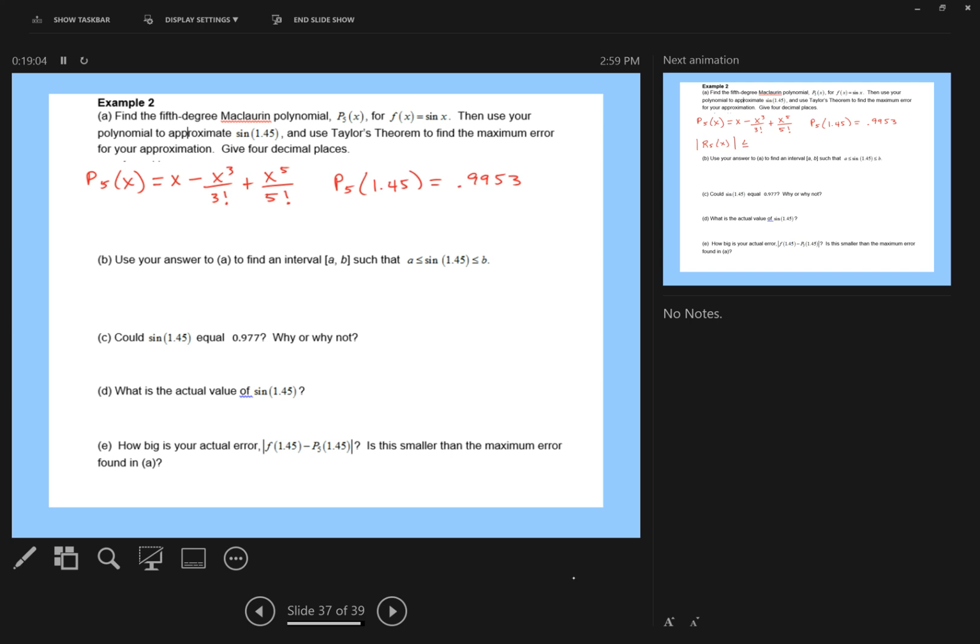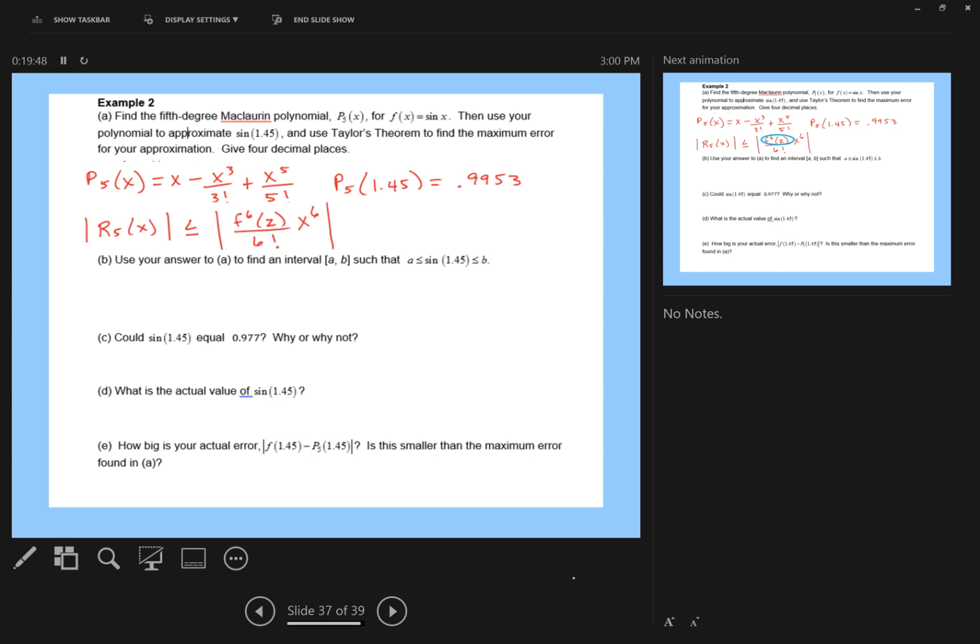And then it says, use Taylor's theorem, that's the one we just learned, that Lagrange error, to find the maximum error for your approximation. Give 4 decimal places. All right, so this polynomial was based on what degree? 5th degree. So we would say R sub 5. That means the remainder or the error after 5 terms. So if it's based on a 5th degree, which derivative are we looking at in our error formula? The 6th. So can you write out the error formula for the 6th derivative for the 6th degree?